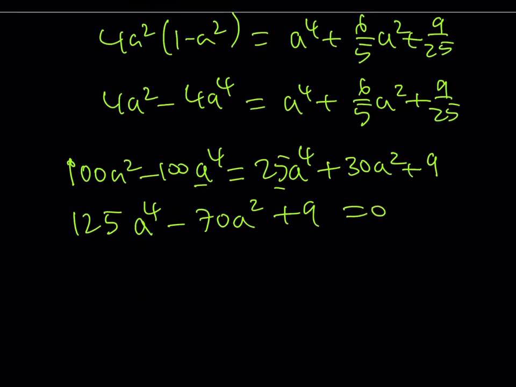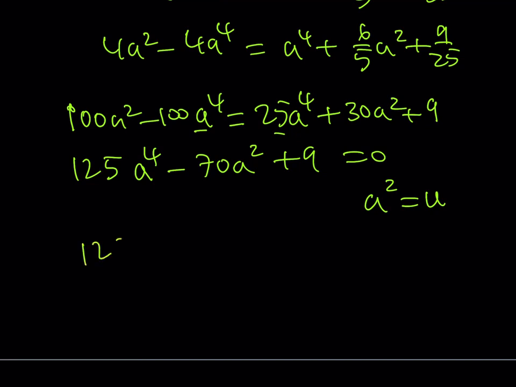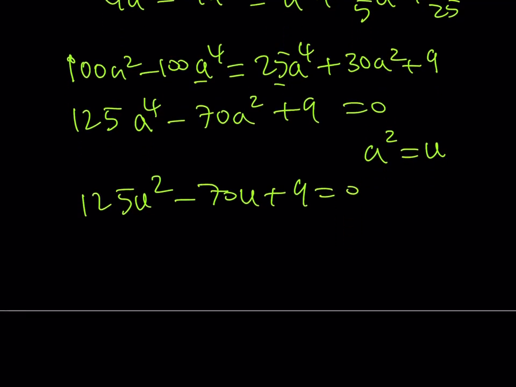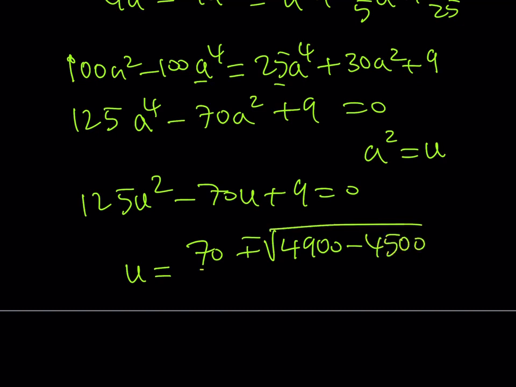Now, if you do a little substitution here, call A squared U, you should get 125U squared minus 70U plus 9 is equal to 0. And if you use the quadratic formula for this one, you could probably factor it too, but I'm just going to use the quadratic formula. Negative B plus or minus the square root of B squared, so it's going to be 4900 minus 4AC. That's going to give us 4500. Awesome. If you do the math, and then this is going to be 250.